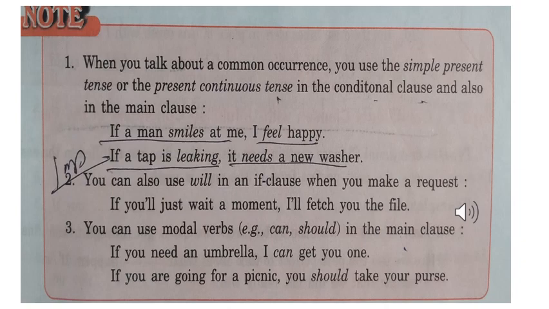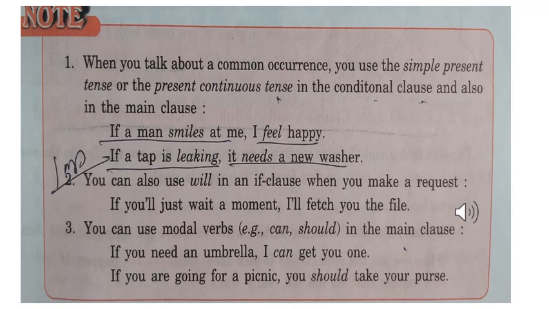While framing the sentences according to open conditional clause, I mean type 1, you must always keep a few points in your mind. Point 1. When you talk about a common occurrence, use the simple present tense or the present continuous tense in the conditional clause and also in the main clause. As in the first example, if a man smiles at me, I feel happy. In this sentence, both the clauses, if clause and main clause, have the verb of simple present tense. In the if clause, the verb smiles is given, and in the main clause, the verb feel is given.